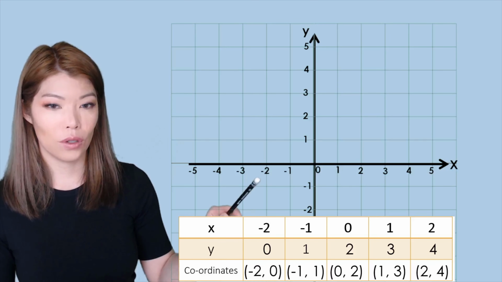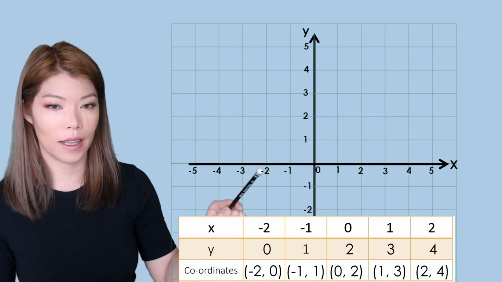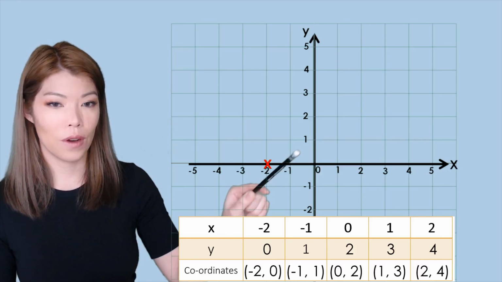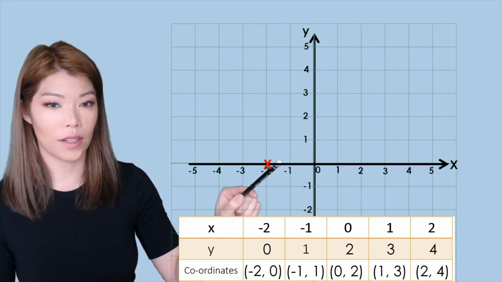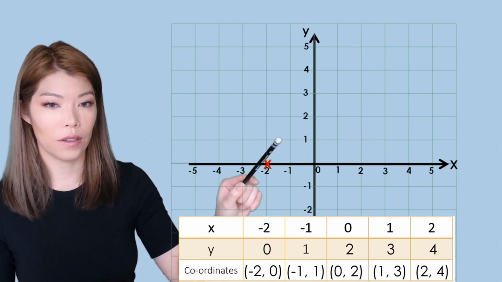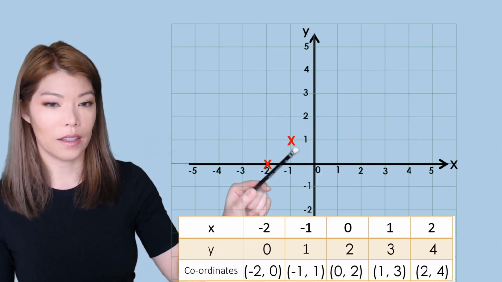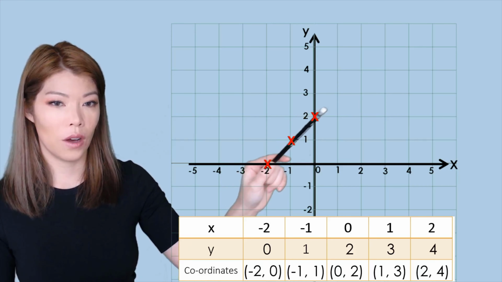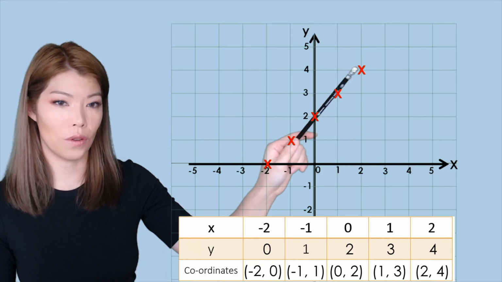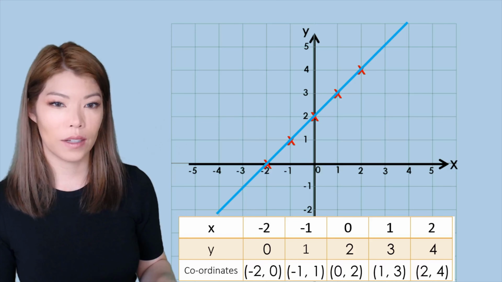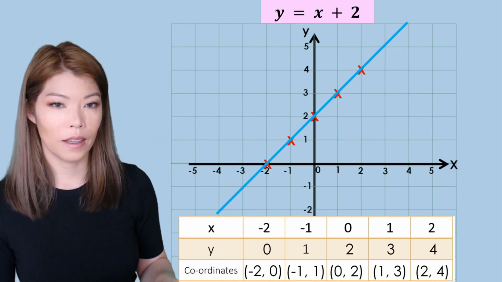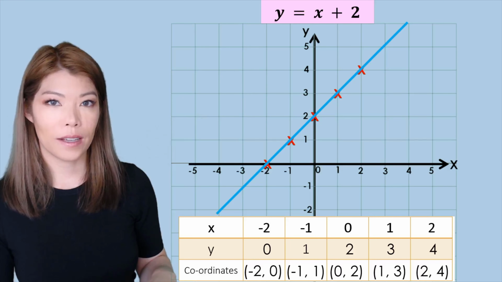So -2, 0 would be here. Then we have -1, 1. So -1, always read the x value first, and then the y value, so over there. Then 0, 2, 1, 3, 2, 4. Then we can join it with a line. So this is the line y equals x plus 2.